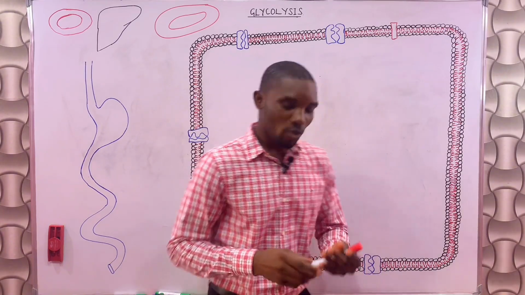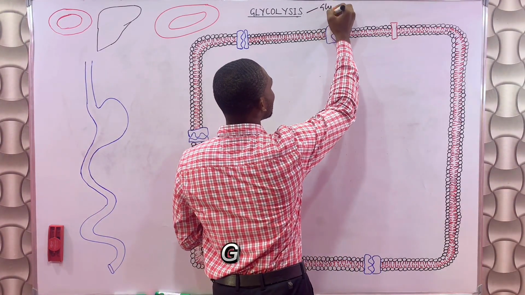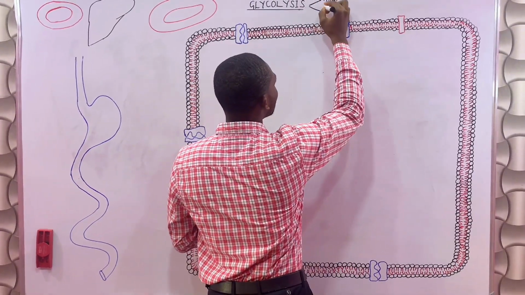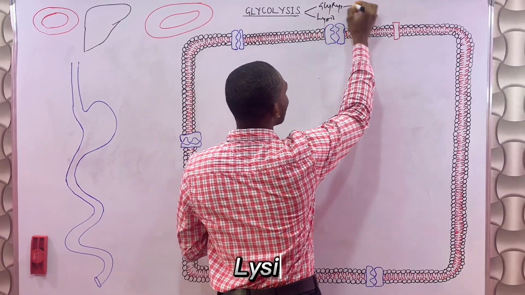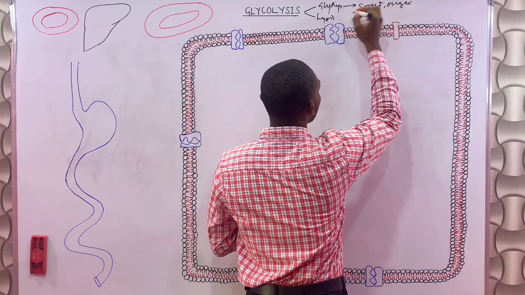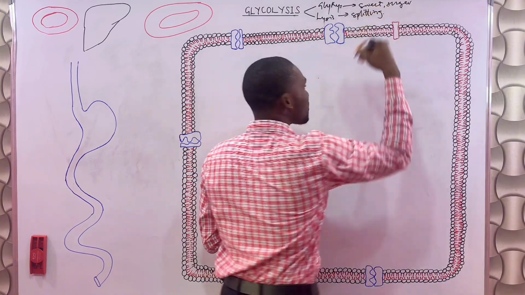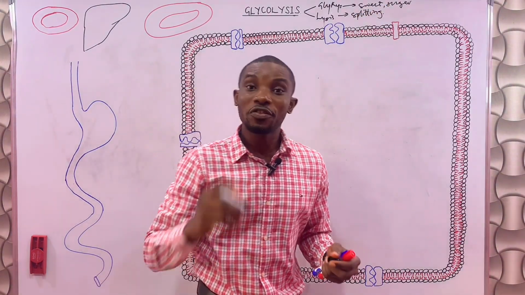So glycolysis was derived from the two words glykis and lysis. Glykis means what? Sweet. In this context, we are referring to sugar or glucose, while lysis means splitting. So glycolysis is the splitting of glucose.